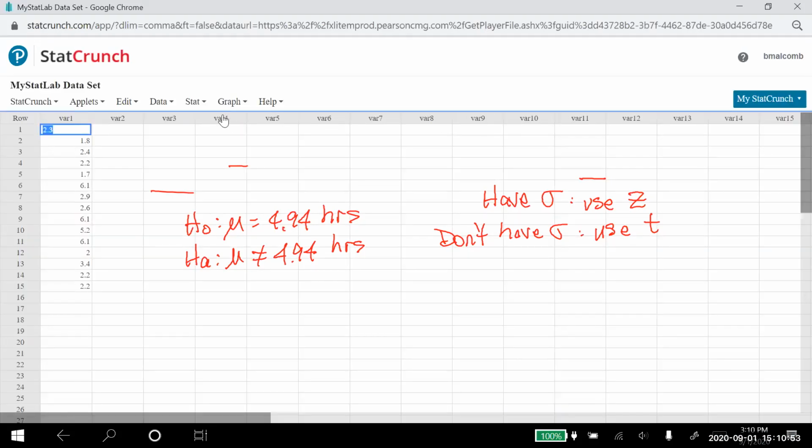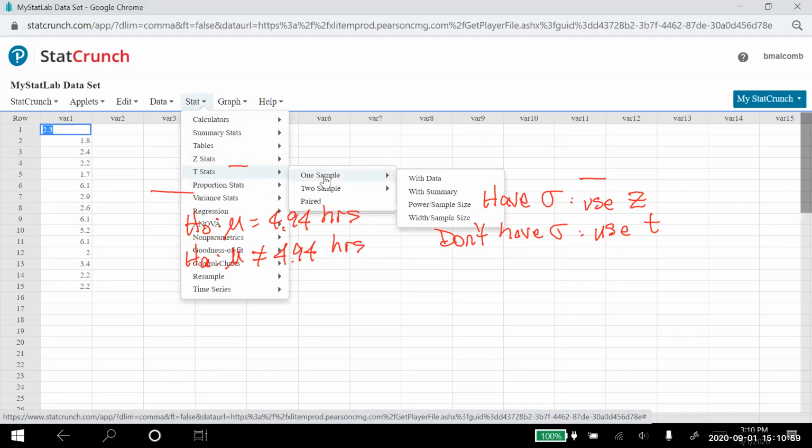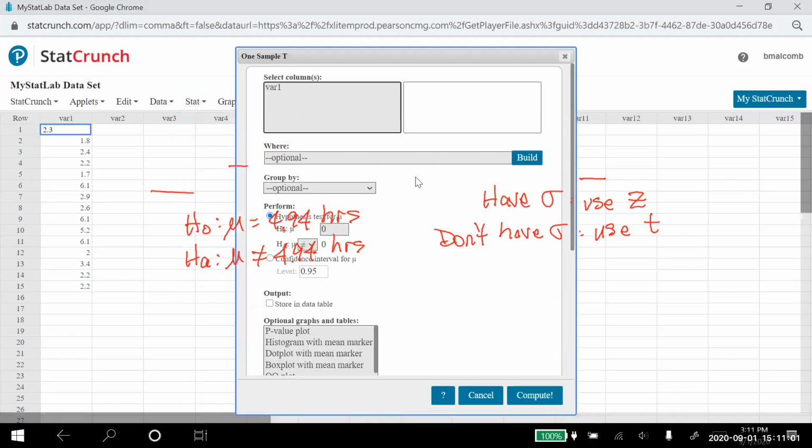Now, when I do this stat, t-stats, one sample. This time I have the data. This time I'm not going to put in the standard deviation because I don't have the population standard deviation. The computer is going to calculate the sample standard deviation on its own because it has all the data.